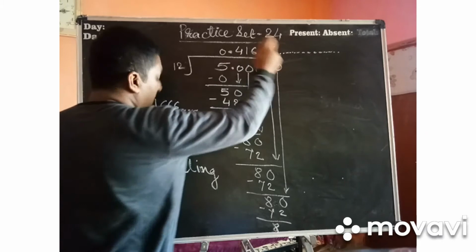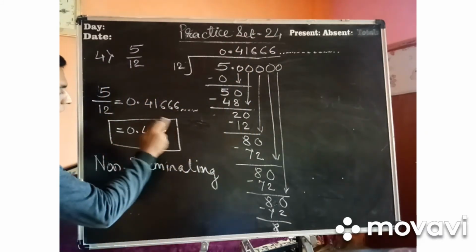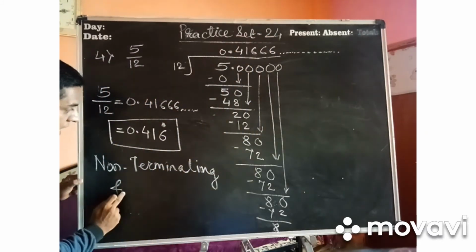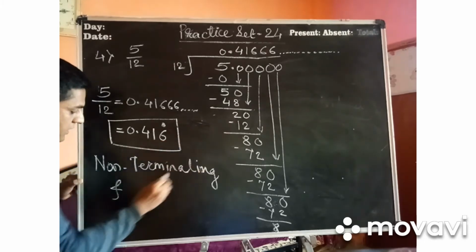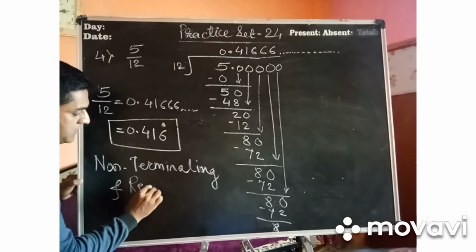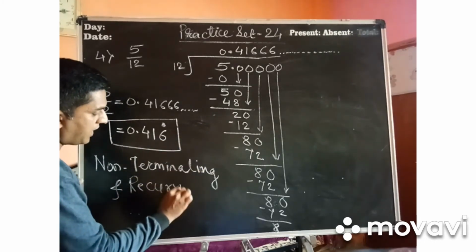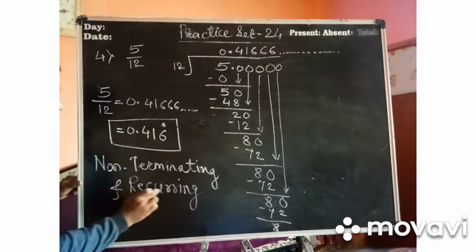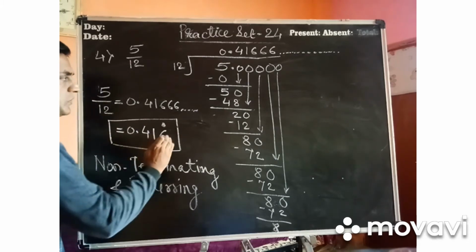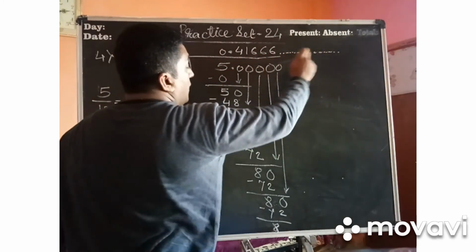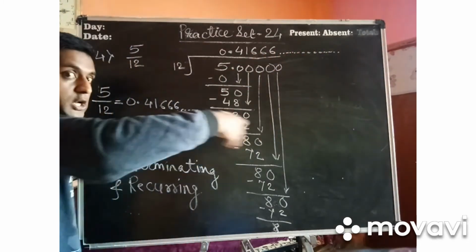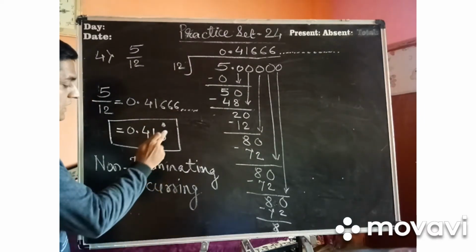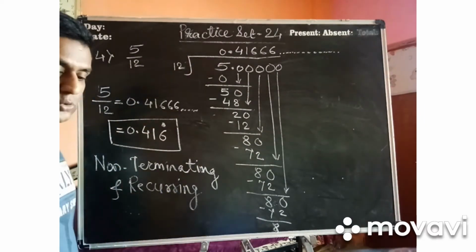Means 6 is recurring. So here this whole answer is non-terminating and 6 will come again and again. So it is called recurring. Non-terminating and recurring. Non-terminating means it will not end. See, it is not ending. But one digit is there which is repeating again and again. That is why it is called recurring. Hope you must have understood this sum.